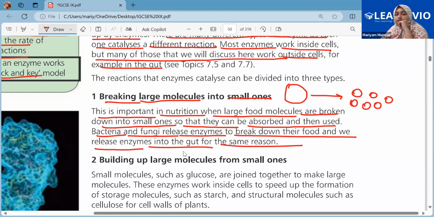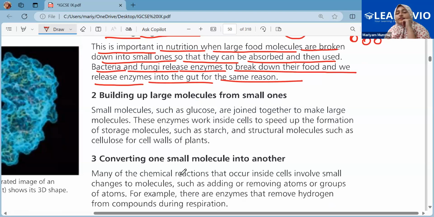The second is the building up of large molecules from small ones.